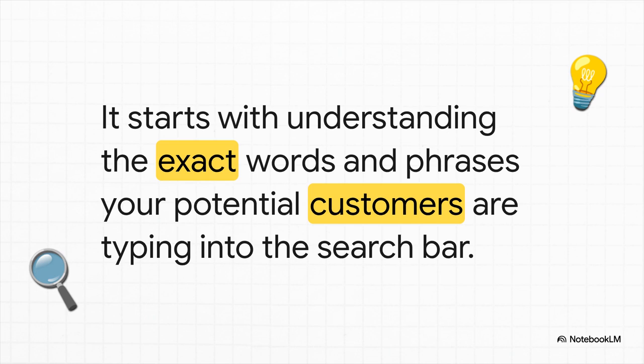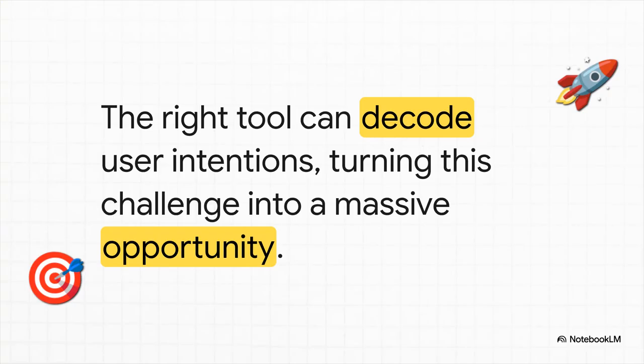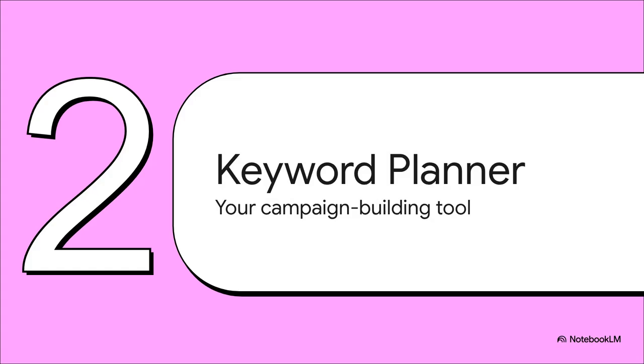It all starts with understanding the exact words and phrases your potential customers are typing into that little search bar. And that is the whole game of search marketing, showing up with the right ad at exactly the right time. But figuring out what people are actually searching for, well, that's the real challenge. But you know what? That challenge becomes a massive opportunity when you have the right tool in your corner. A tool that can decode what users are thinking and give you the data you need to build a winning strategy. And that's where Google's Keyword Planner comes in.